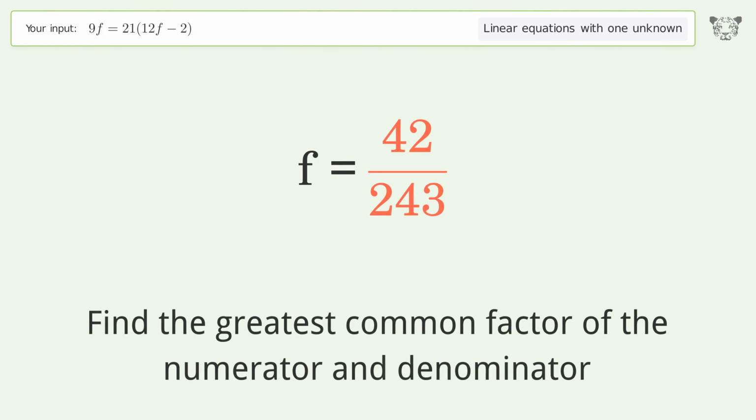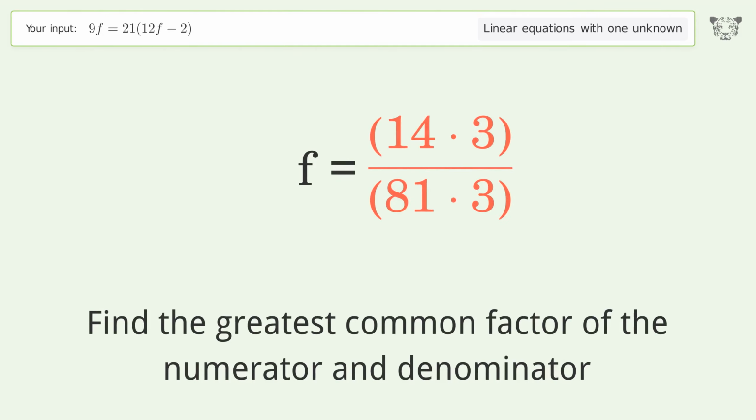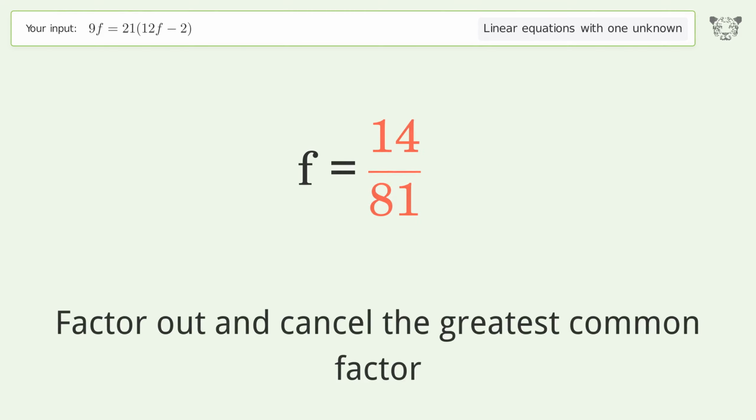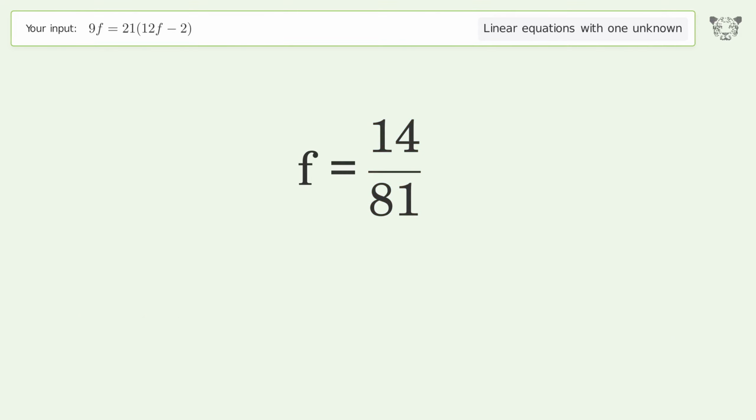Find the greatest common factor of the numerator and denominator. Factor out and cancel the greatest common factor. And so the final result is f equals 14/81.